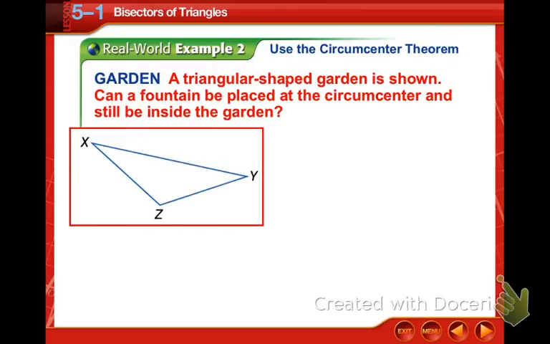Can a fountain be placed in the circumcenter and still be inside of the triangle or inside of the garden? So all we need to do is graph out, since we don't really have any other means, just draw out about where our perpendicular bisectors are. So first thing I'm going to do is figure out where I want my perpendicular bisectors to bisect, or as close to the middle as I can get them.